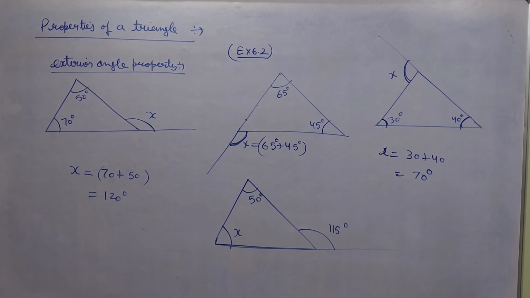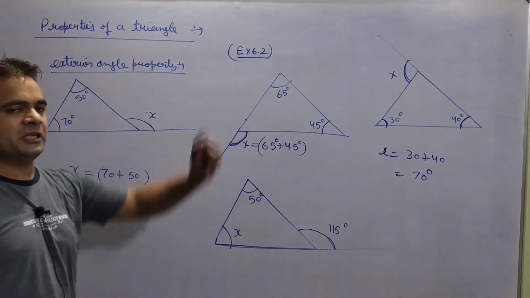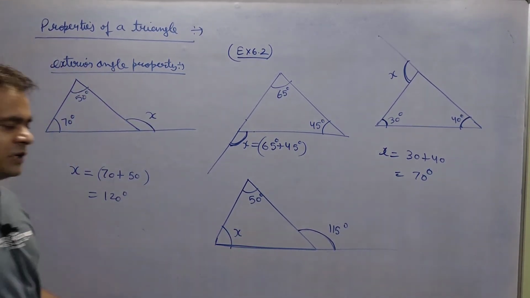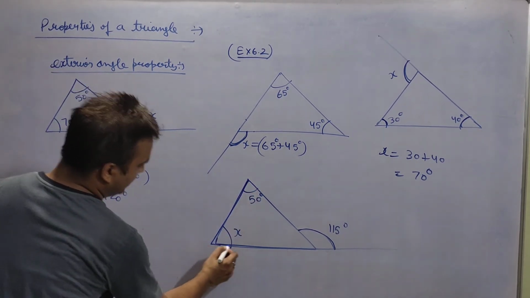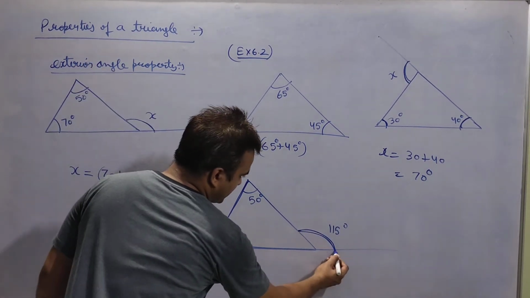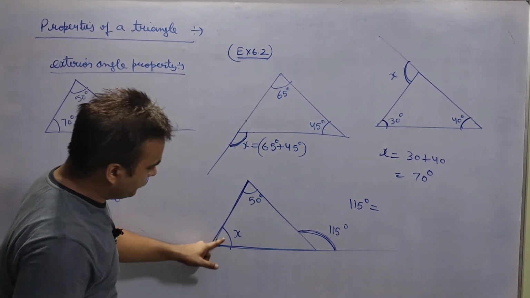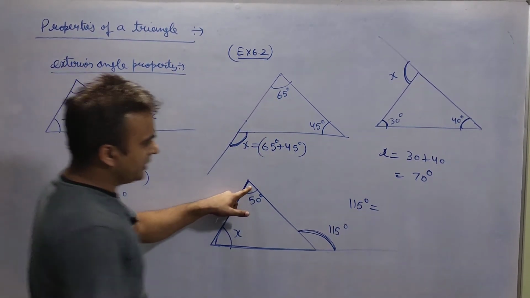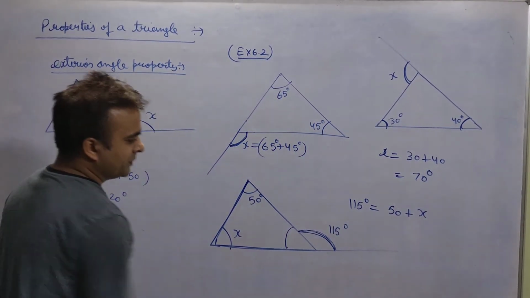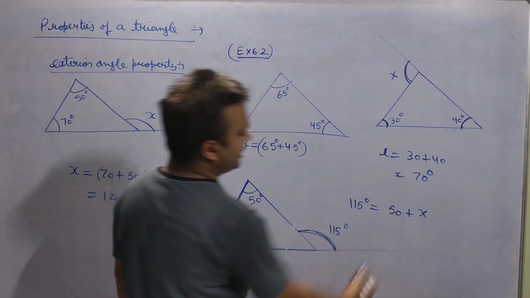In this question, class, you can see the exterior angle is given. In these 3 examples we were trying to find the exterior angle, but in this case the exterior angle is given and you have to find one interior angle. Again, it's a very easy question. I think you have understood now. You know very well this exterior angle will be equal to the sum of two interior opposite angles, and one interior angle is 50 degrees plus x. Can we take this angle? No, because the adjacent interior angle we will not consider in this property.